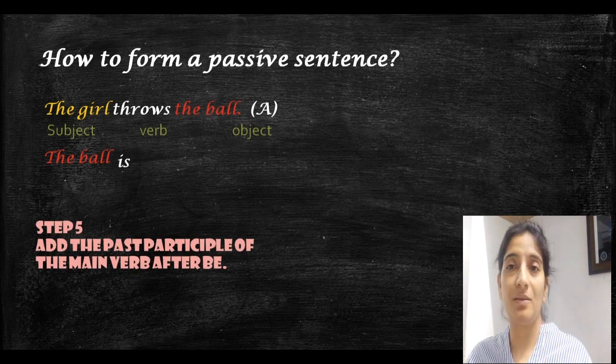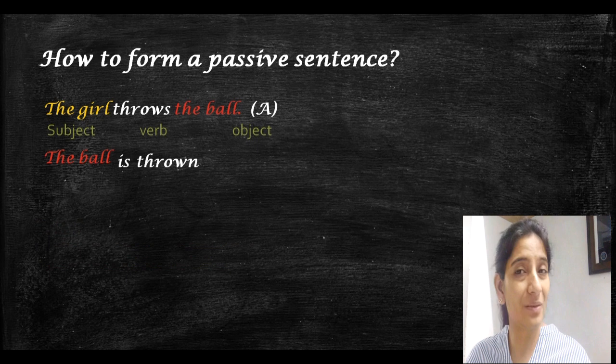Now step 5 is to add the past participle of the main verb after the be. So looking back at the active sentence, the main verb is throw here. And it is in present simple. Now can you think of the past participle of the verb throw? Thrown, right.